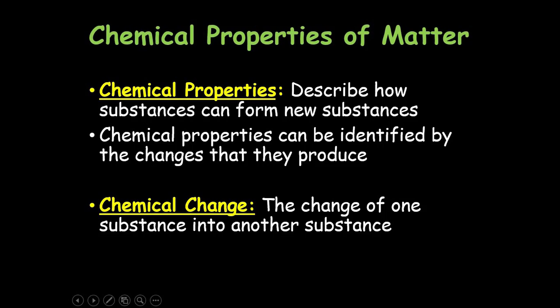So chemical properties of matter describe how the substance can form new substances, and they are identified by the change when they are produced. And the chemical change is the change of one substance into another substance. So this is another thing besides the physical one.